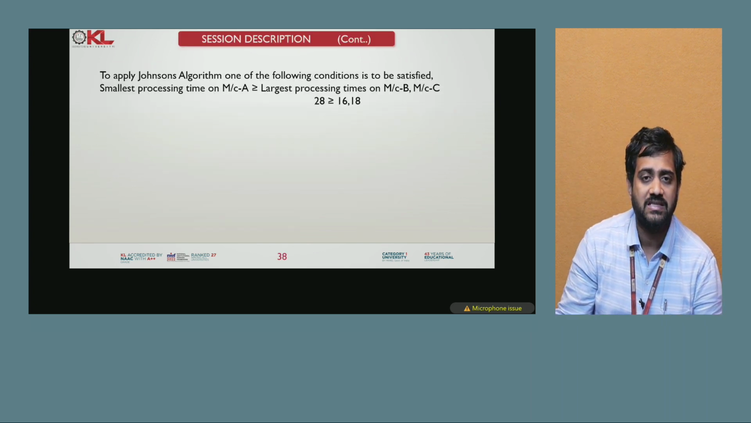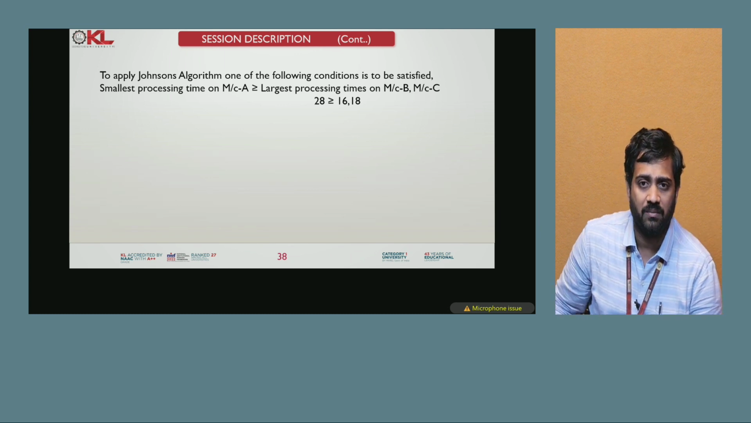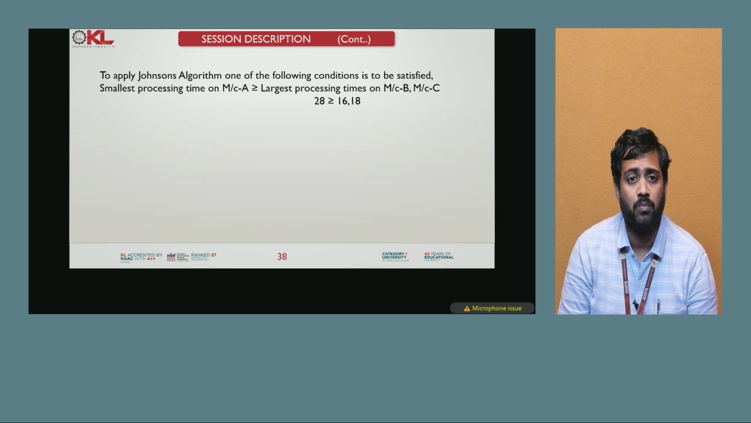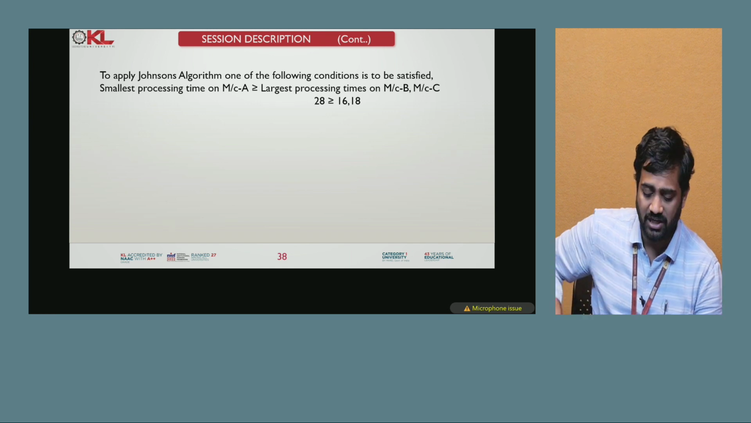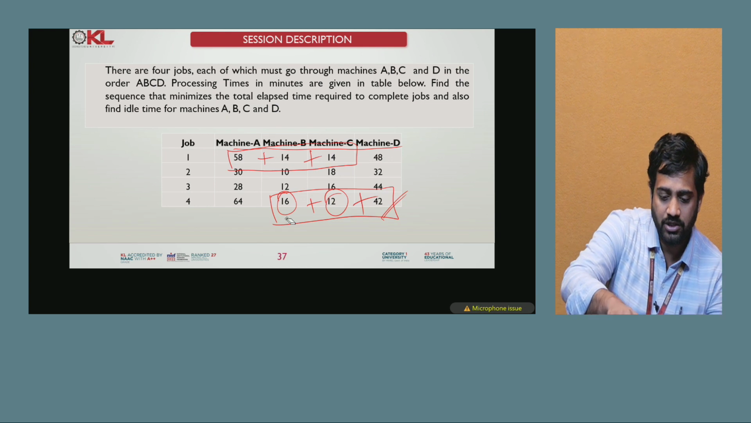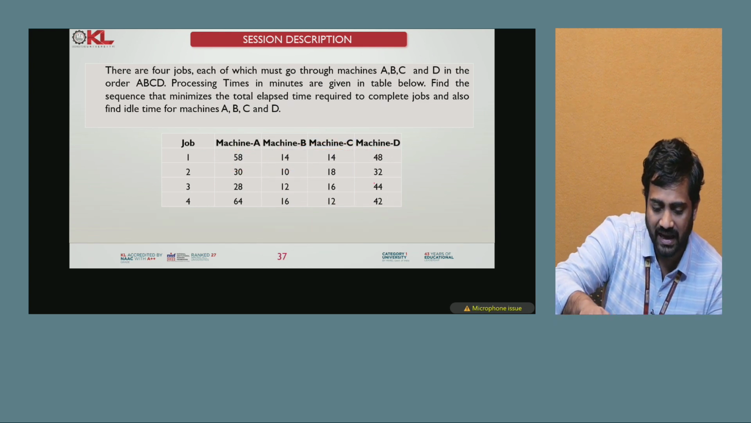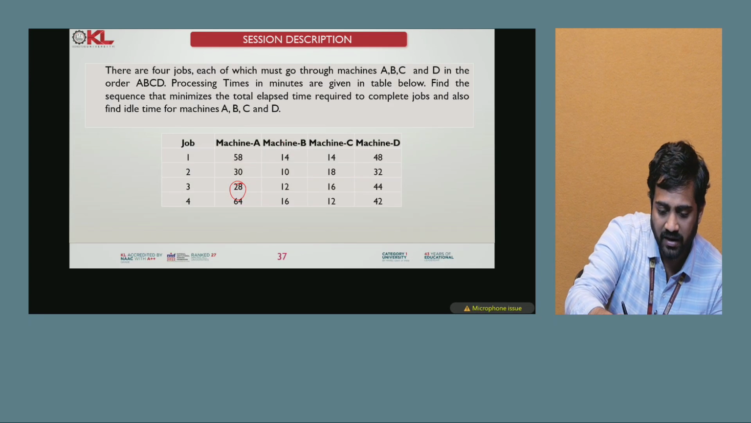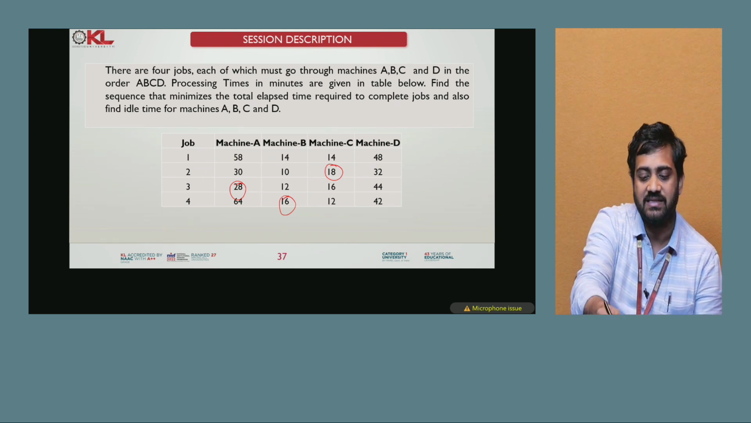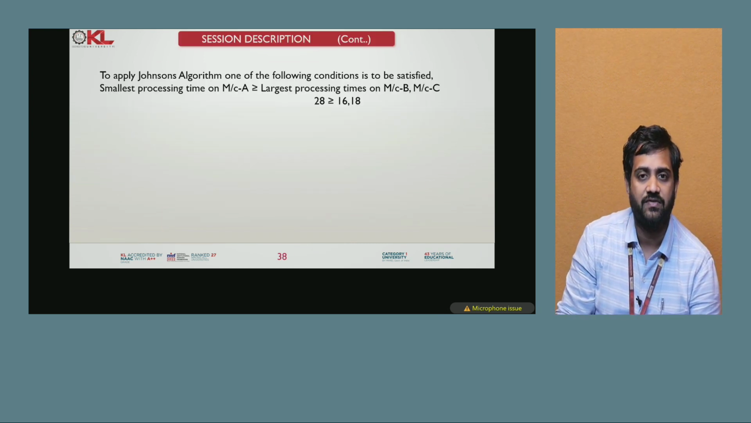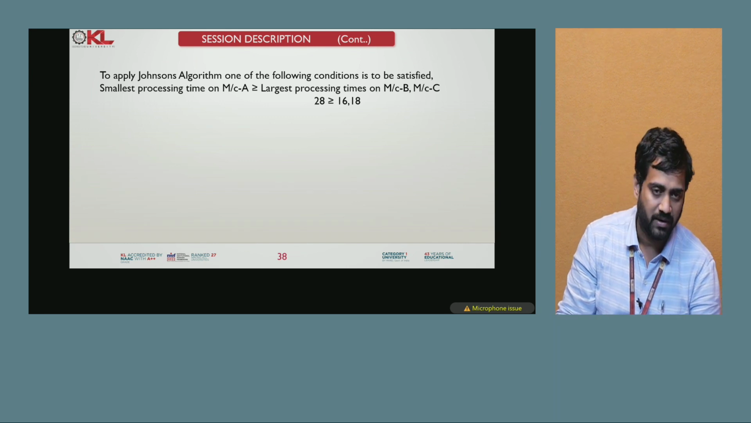But before applying this, just verify the condition to apply the algorithm. One of the conditions should be satisfied, that is, the smallest processing time on machine A should be greater than or equal to the largest processing time on machine B as well as machine C. I have written already here, the shortest processing time on machine A is 28 and the longest time on machine B is 16, on C it is 18. 28 is greater than 16 and 18. That condition is satisfied, so we can apply Johnson's algorithm definitely.